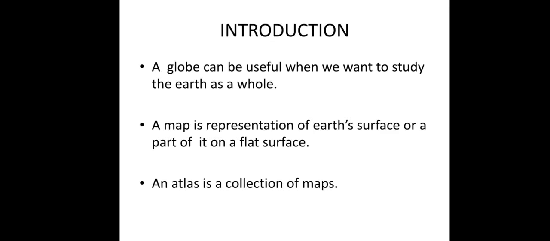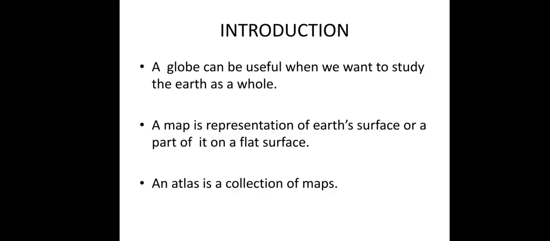For example, on the right side I am giving you a globe, that is a sphere shape. On the left side I am giving you a map, that is a flat surface. Where can we get more information? Yes, it is very easy to get more information from a map, that is a flat surface. A map is a representation of the earth's surface or a part of it on a flat surface. So there are more advantages in a map than in a globe. It is very easy to study in a map because it is a flat surface.